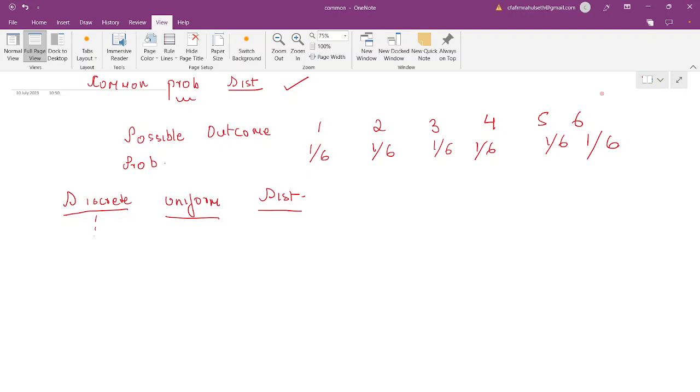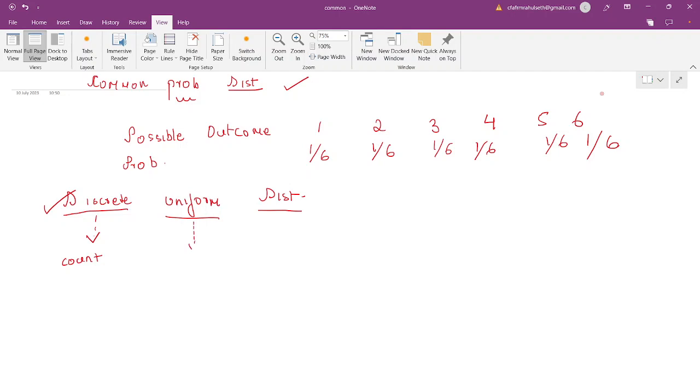Now, what is discrete? Discrete means that you can count the number of outcomes. When you can count the number of outcomes, then such a distribution is going to be discrete. That is, the number of outcomes are finite. It's only when the number of outcomes are finite that you can count them. So if you can count the number of outcomes, that's going to be a discrete distribution.